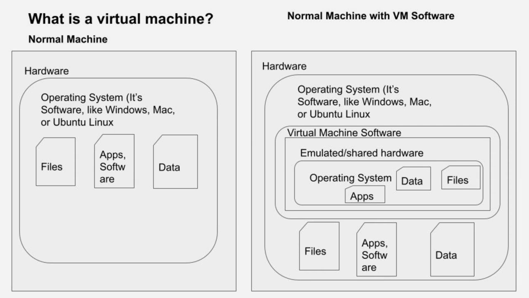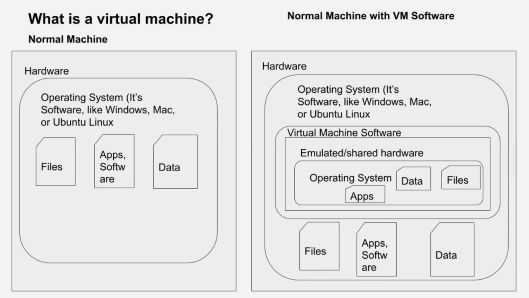And then within the operating system, it manages files, apps, software, various data that you have on the computer. So it's an interface to use the hardware. A virtual machine, it's similar. So you have the hardware, then you have an operating system. There's other types of virtual machines. The type we're using is represented by the second image.